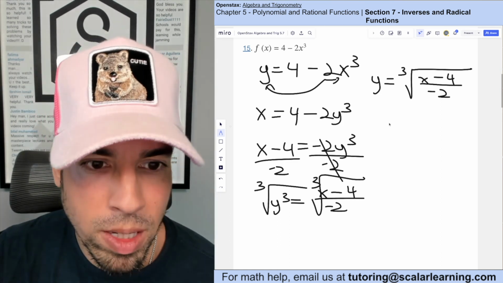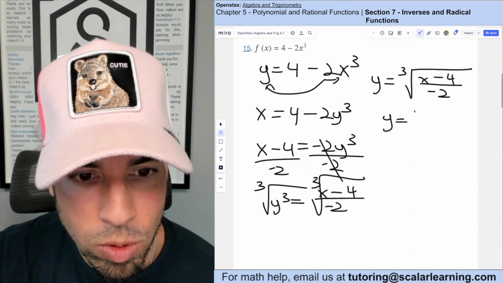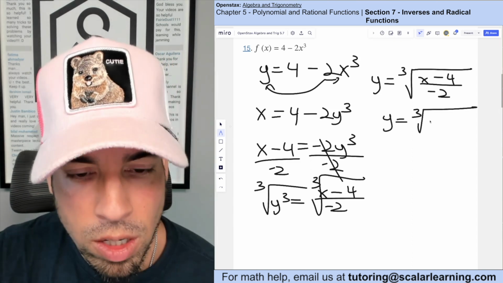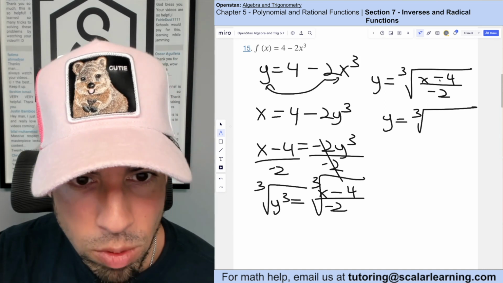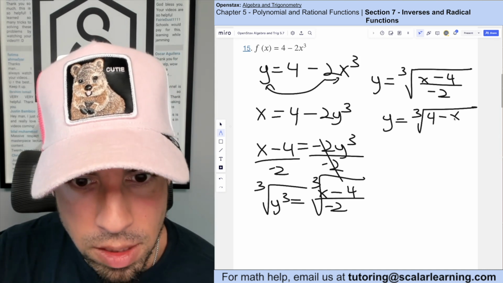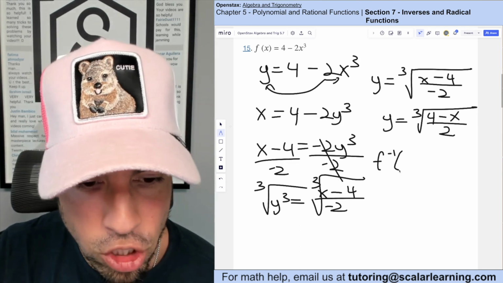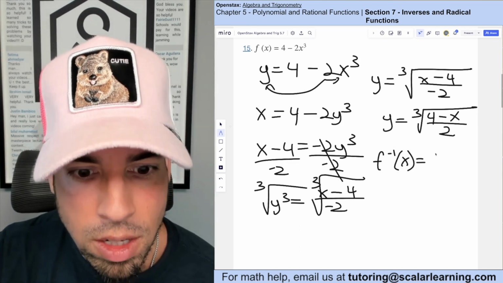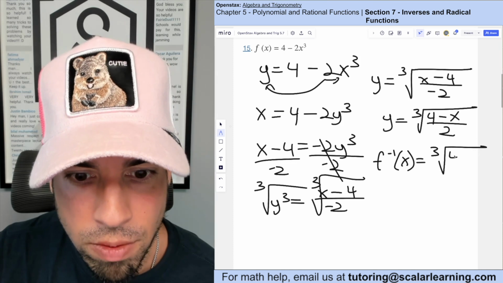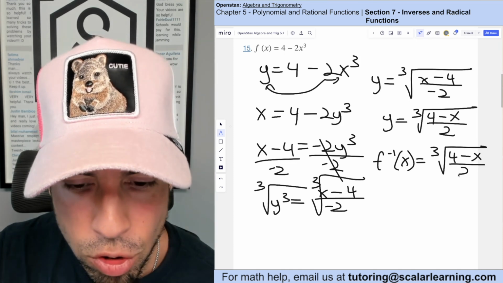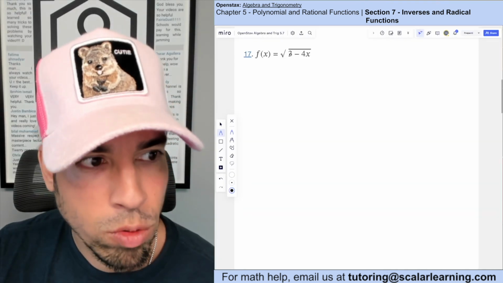So they basically multiply the entire numerator by negative 1, which is a little bit arbitrary, but we can go ahead and do that just to follow suit. So then that would flop these guys into 4 minus x over positive 2. And then we're going to put it in that nice function notation. F inverse of x is equal to the cubic root of 4 minus x over 2. Boom, done.